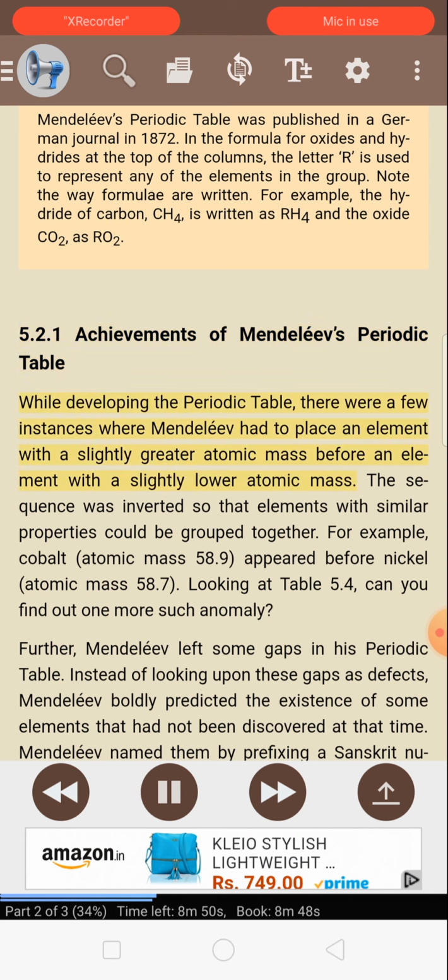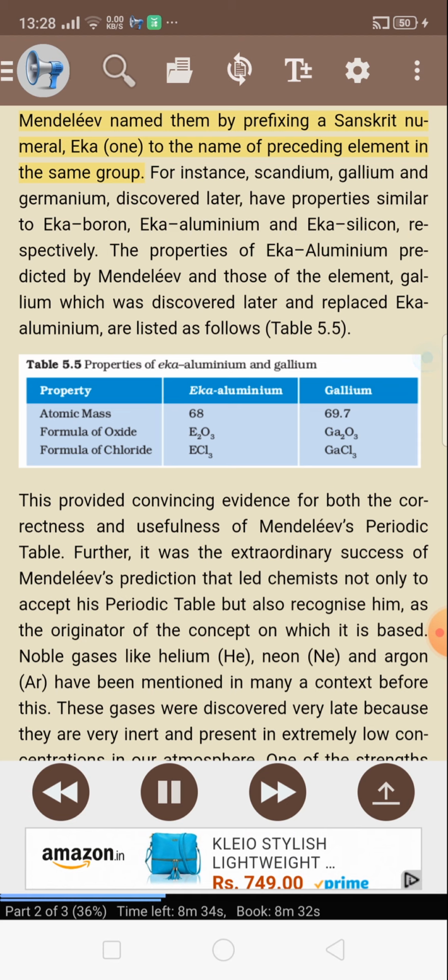Further, Mendeleev left some gaps in his periodic table. Instead of looking upon these gaps as defects, Mendeleev boldly predicted the existence of some elements that had not been discovered at that time. Mendeleev named them by prefixing a Sanskrit numeral, Eka, 1, to the name of the preceding element in the same group. For instance, scandium, gallium and germanium, discovered later, have properties similar to Eka-boron, Eka-aluminium and Eka-silicon, respectively.